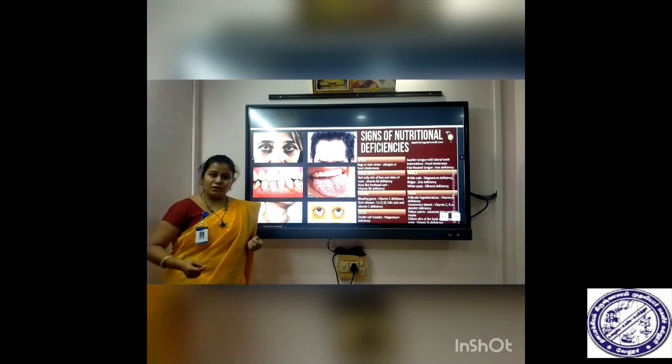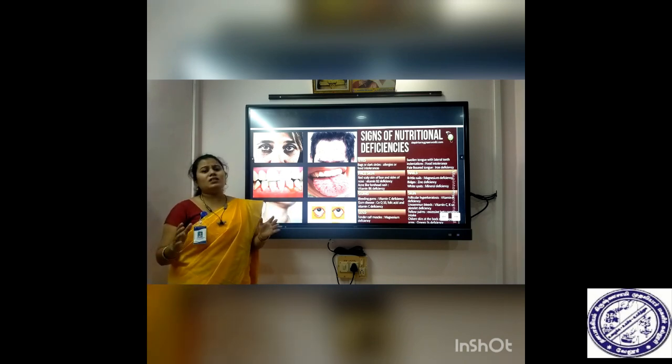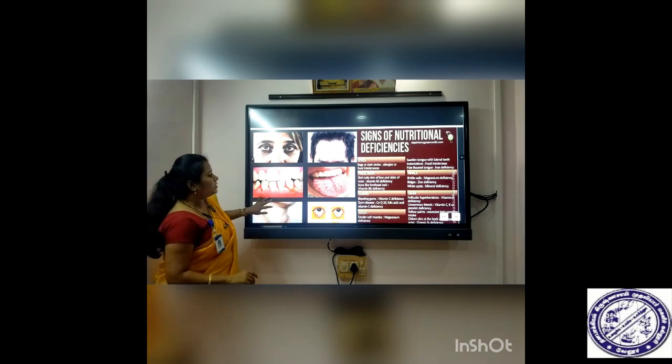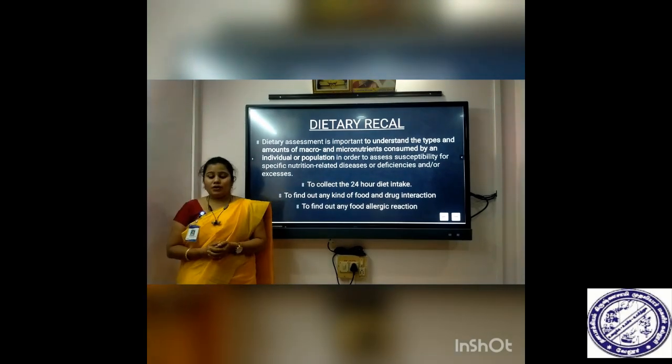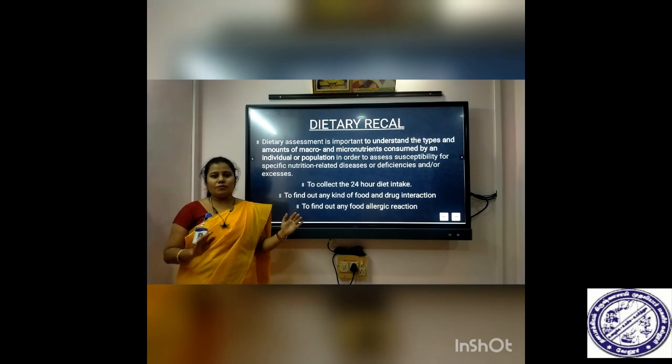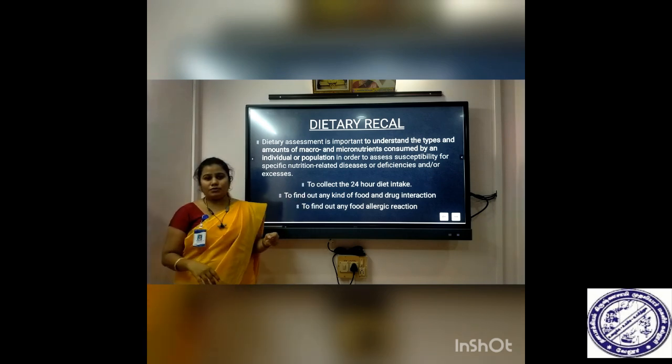So just by looking at the patient, we can say they might have, or will have, a deficiency in the future. That can be predicted from this clinical significance. And the next is dietary recall. Dietary recall is very important. If the patient has any food allergies, or any food-related disease has come to him, we can find that out from the dietary recall.